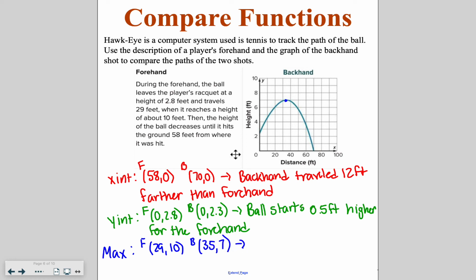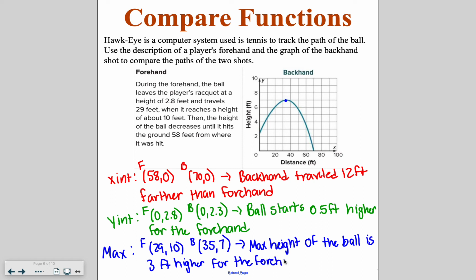So I'm going to make my comparison about my maximum, and it is that the maximum height of the ball is 3 feet higher for the forehand. You could flip that around and say the max height is 3 feet lower for the backhand. The last thing we want to look at is the intervals of increase or decrease.